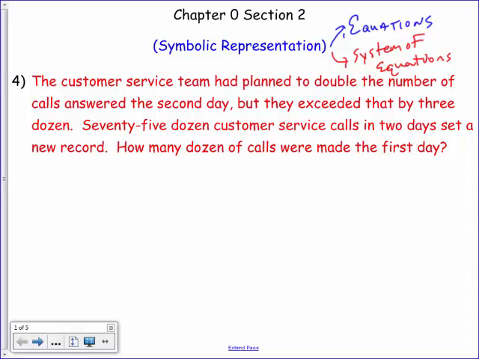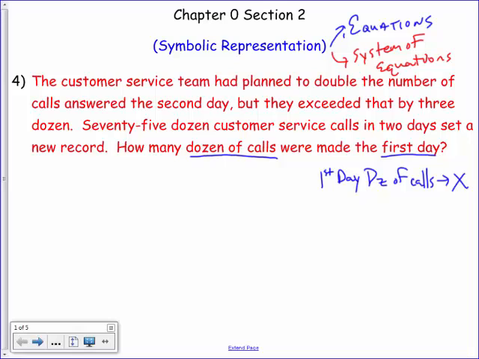I'm super confused. So my first thing I always try to do is answer the question, what do I not know? What is it asking for? Well, it says how many dozen calls were made the first day. So usually I give a variable for that. I'm going to say first day, dozen of calls, and I'm just going to call it X. That's our most common variable. So X represents the number of dozens of calls in the first day.